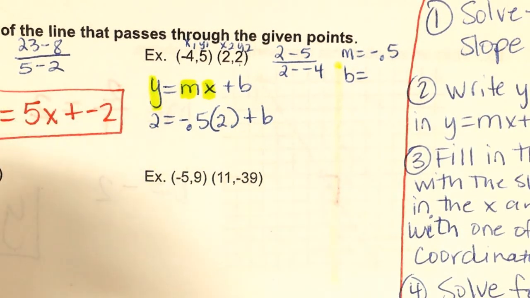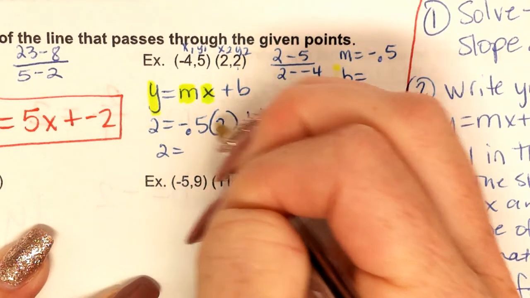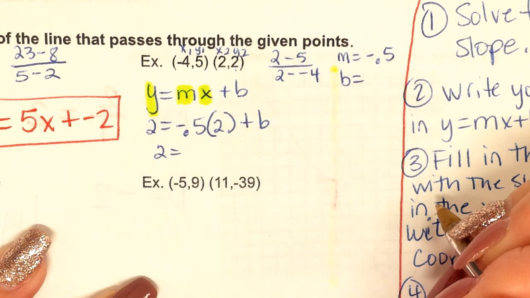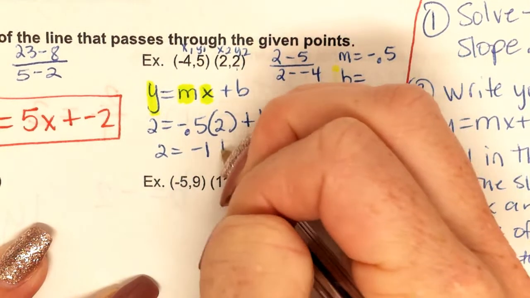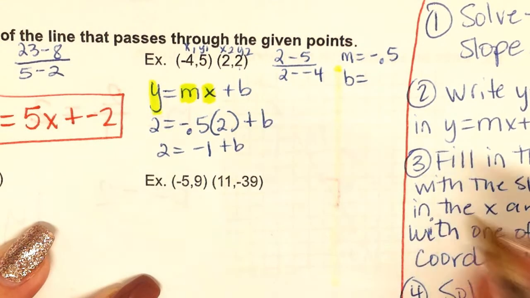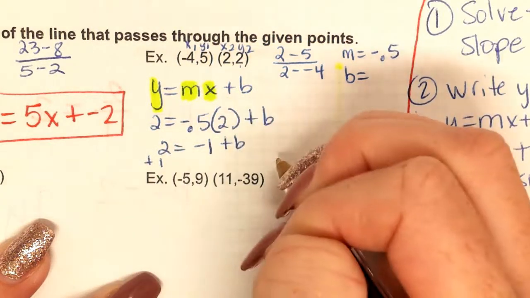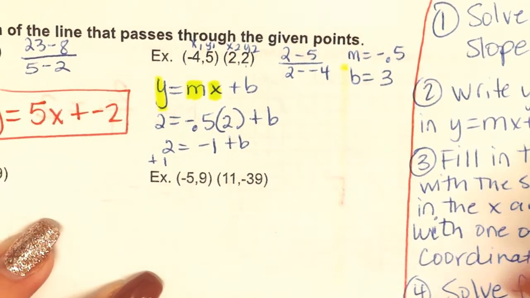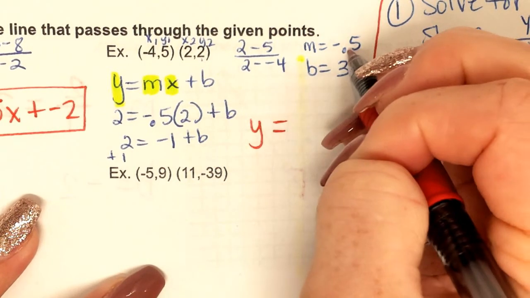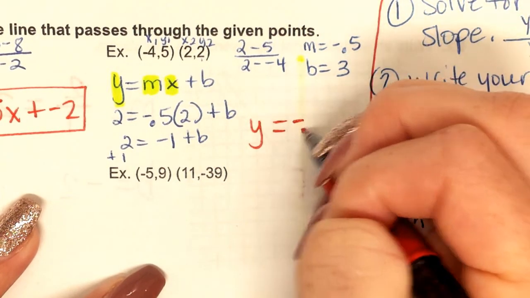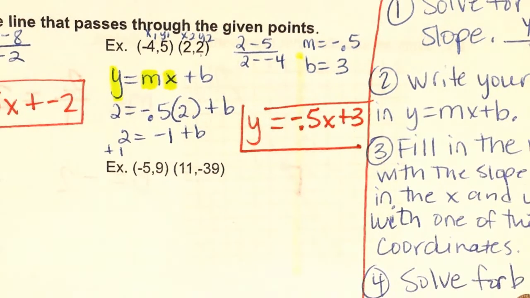All right, is everybody okay with what we're doing? So I have 2 equals. What is half of 2? So negative 1. Because that's a negative times a positive, plus b. How do I solve for b? How do I get rid of negative 1? What's 2 plus 1? So b equals? All right, let's write our equation. y equals, what's the m? x plus 3. Now we're going to go check our answer in stat.